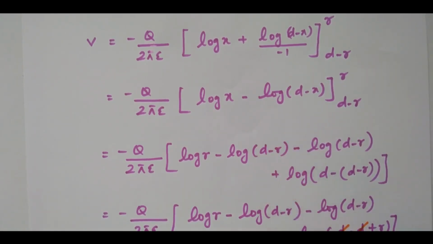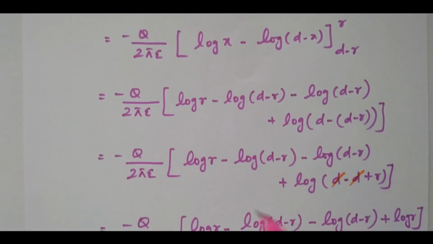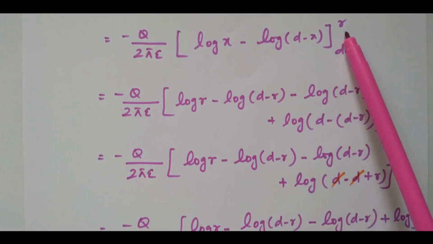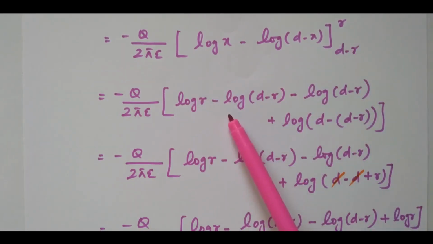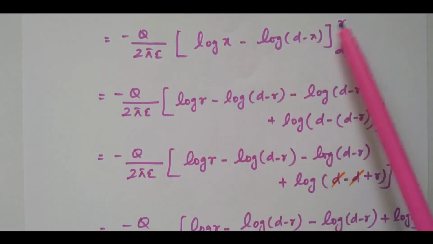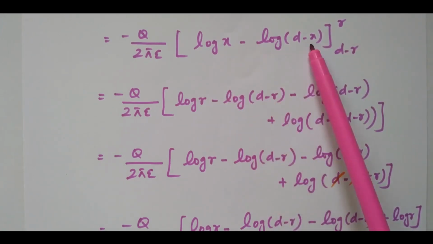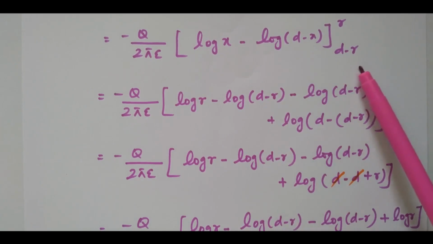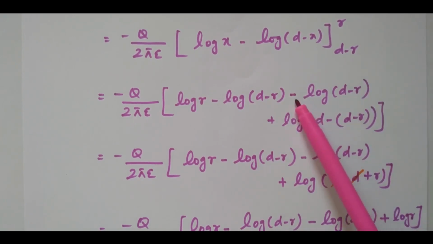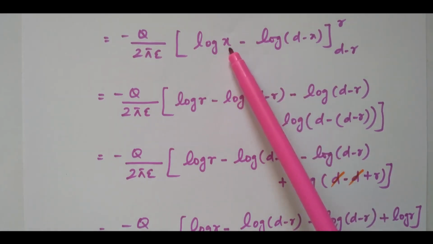Now we'll substitute the limit one by one. Minus q divided by 2 pi epsilon. We substitute these limits: log R minus log d minus R. First the upper limit is substituted, log R minus log d minus R. Then substitute the lower limit. While substituting the lower limit, we got minus, minus log d minus R.